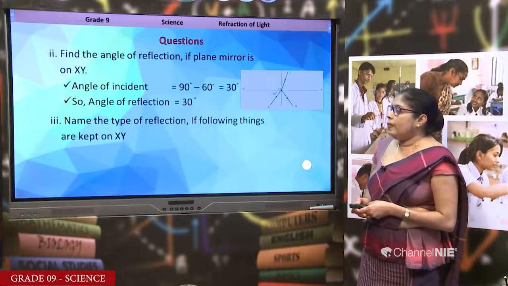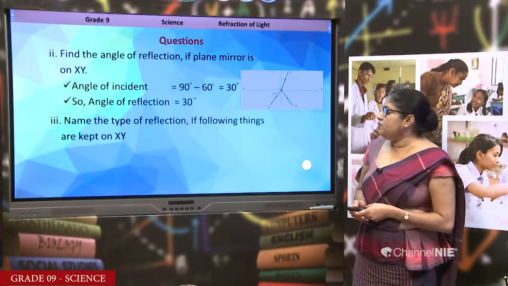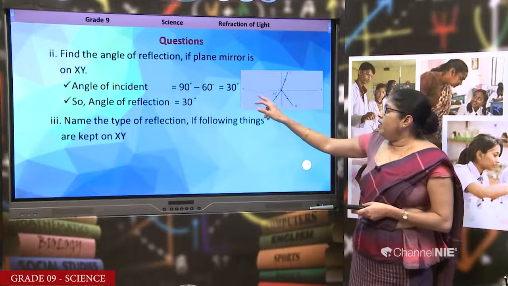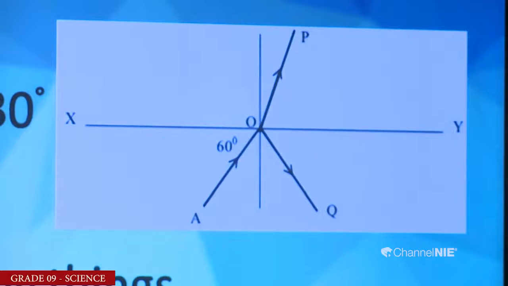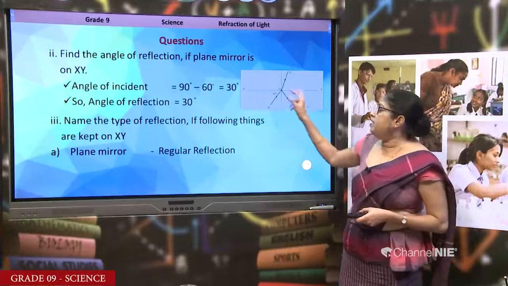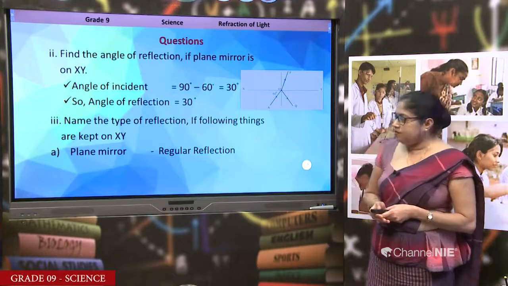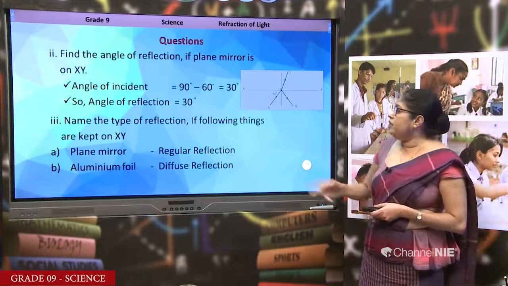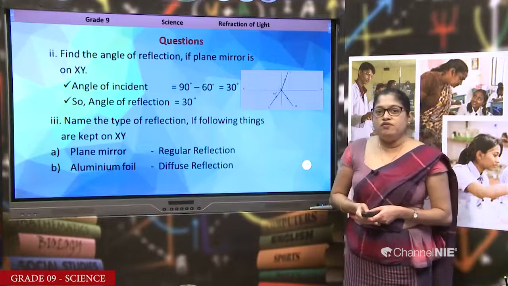Next question, name the type of reflection if the following things are kept on XY. On XY, if we keep a plane mirror first, what is the type of reflection? Remember, it is regular reflection. If you keep a plane mirror here, you can see regular reflection. And if you keep an aluminium foil here, you can see diffuse reflection.